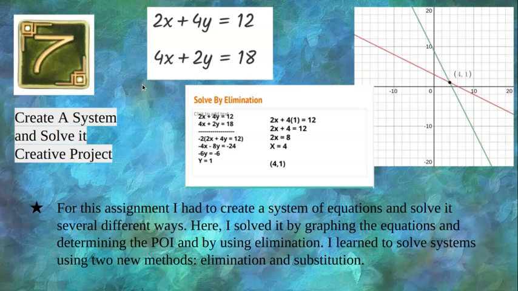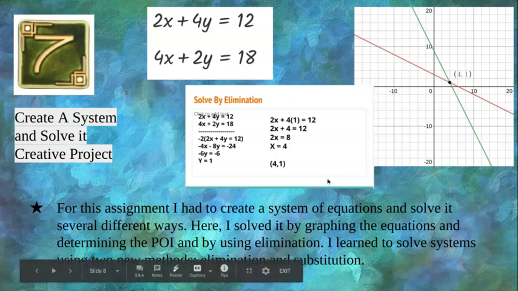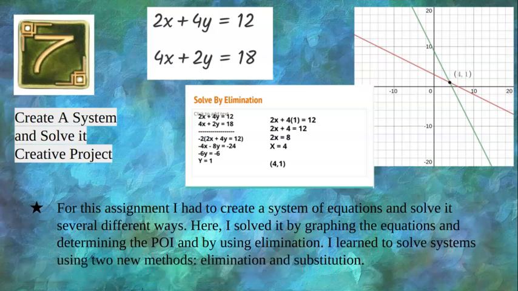And for week 7, I had to create a system and solve it. So you can see my system of equations, and then I included solving it by plotting it to find the point of intersection on a graph, and then by elimination, you can see my process. So I learned to solve systems using 2 methods, elimination and substitution, though substitution is not displayed here.